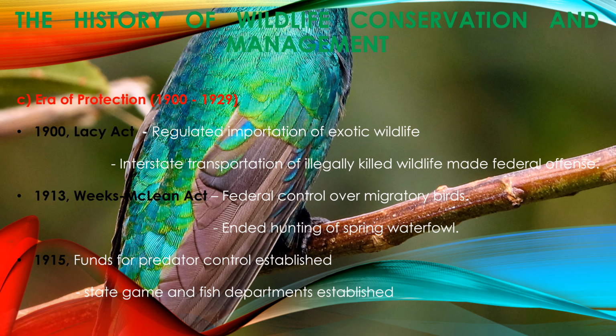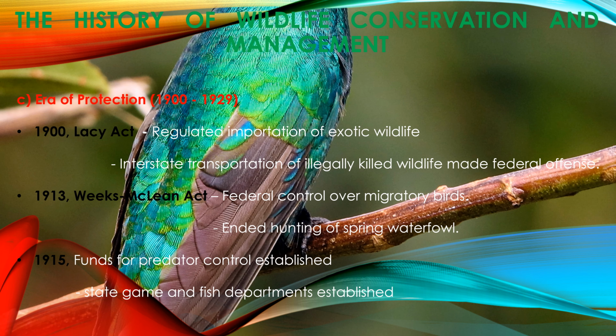Until the third era, known as the era of protection, which occurred between 1900 and 1929. During this period, in 1900, the Lacey Act was put in place to regulate the importation of exotic wildlife. Interstate transportation of illegally killed wildlife was made a federal offense.